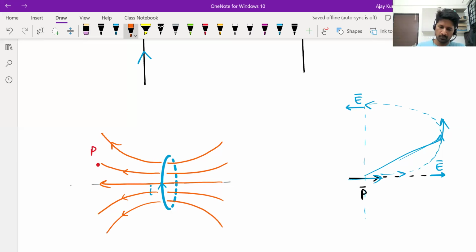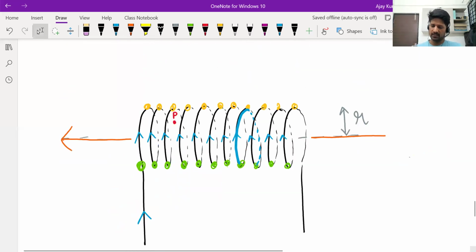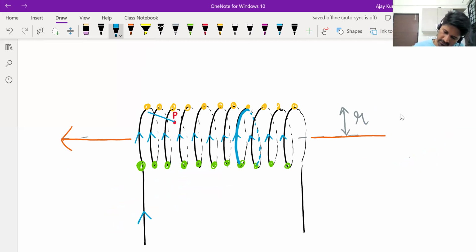So this blue loop that we have taken at the point P produces a field in this direction. It's not along the x-axis. It's not completely along the y-axis also. It's at an angle like this. Let us go back to the solenoid. Now I have highlighted one blue loop there. That blue loop at the point P produces a field somewhat like this.